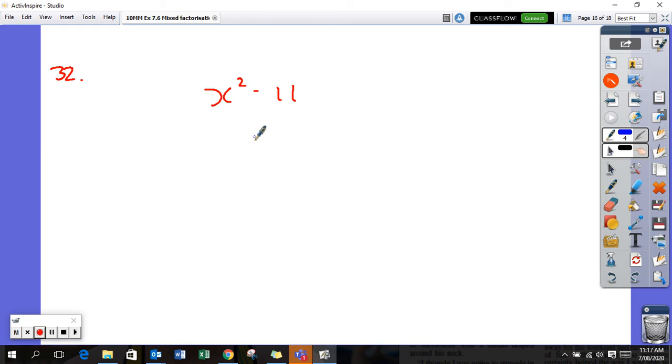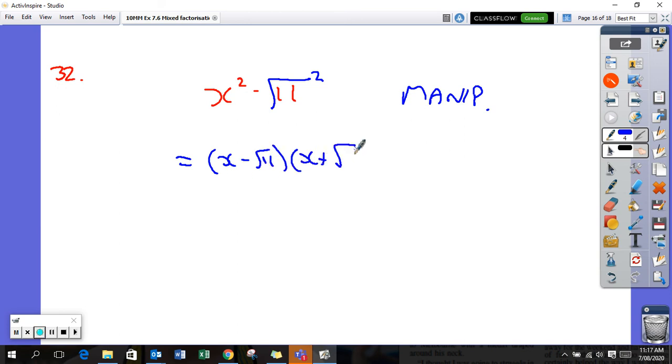Getting close here. x squared minus 11, this is just the same as the one we had before with the 7. We're going to do a manipulation. So we're going to make that the square root of 11 squared, a difference of two squares, and we get bracket x minus the square root of 11, bracket x plus the square root of 11.